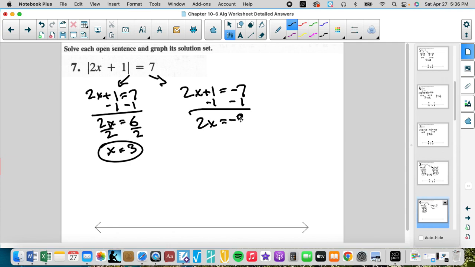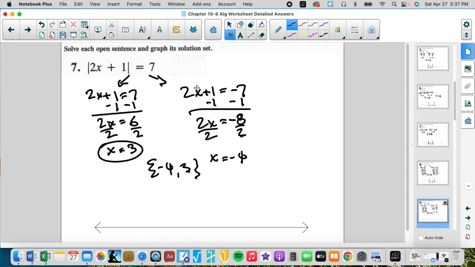2x equals negative 8. Divide by 2. x equals negative 4. We get negative 4 and 3. So if we check that, negative 4, 2 times negative 4 is negative 8, plus 1 is negative 7. So we would get the absolute value of negative 7 inside here, hence where we get that. So we're saying this can equal negative 7.